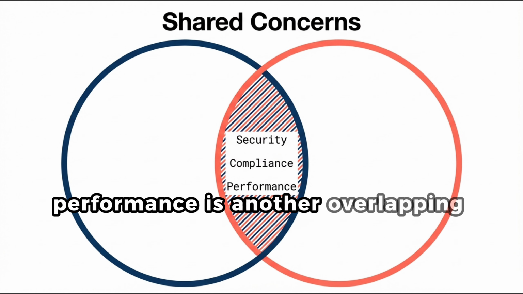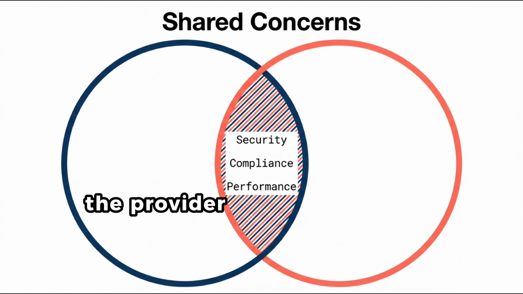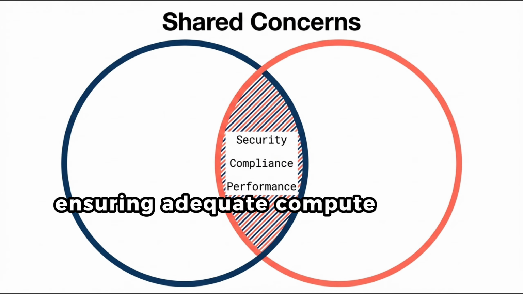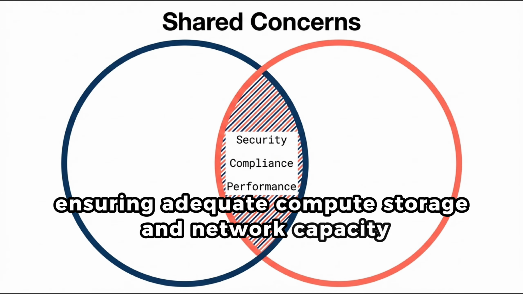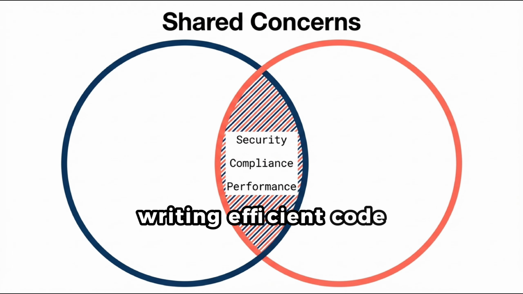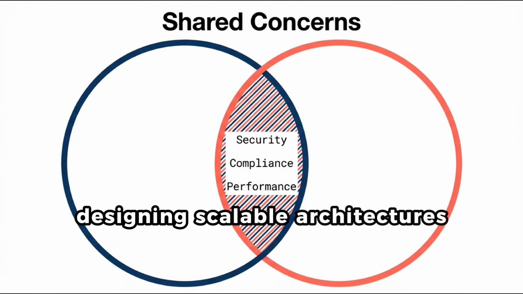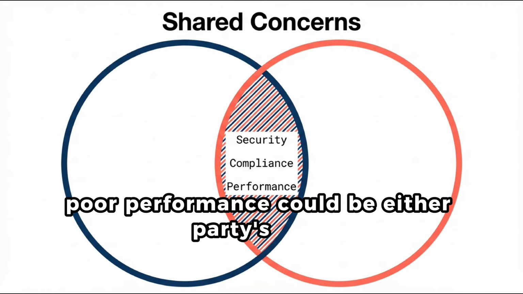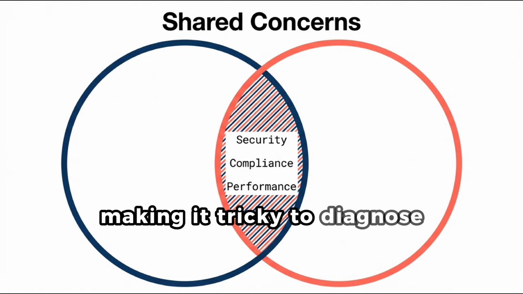Performance is another overlapping area. The provider is responsible for infrastructure performance, ensuring adequate compute, storage, and network capacity. You're responsible for application performance, writing efficient code, designing scalable architectures, properly sizing your resources. Poor performance could be either party's fault, making it tricky to diagnose.